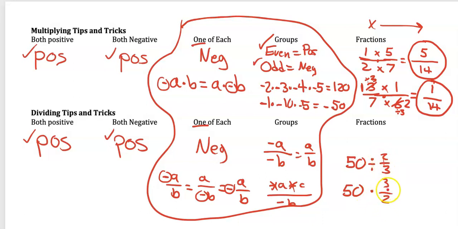So what do you mean reciprocal? You flip it. Okay? Then how do you take a whole number times a fraction? Easy. You change the whole number into a fraction by putting it over 1, and then you're right back to where we started up here. Multiply straight across. 50 times 3 is 150, and then 1 times 2 is 2. Simplify that, it should be 75.